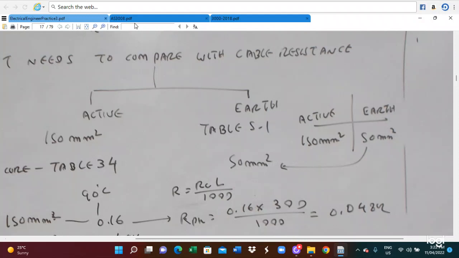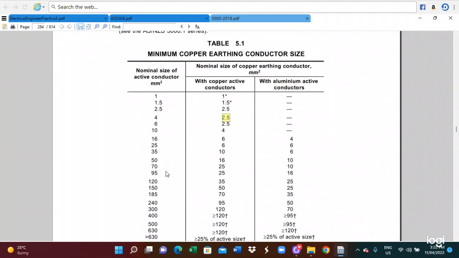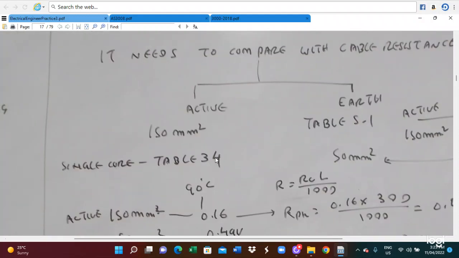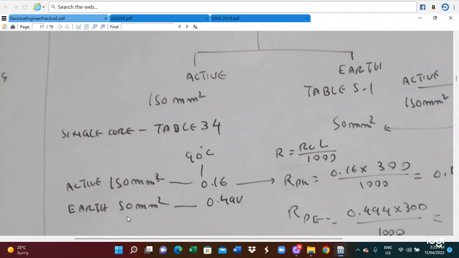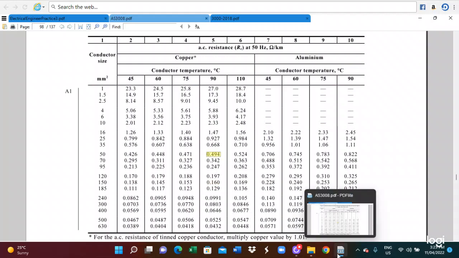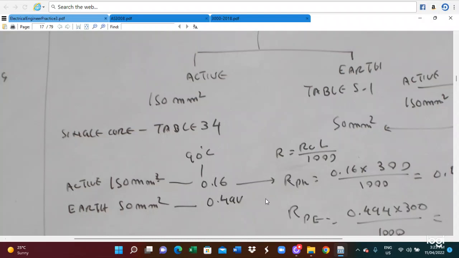So we refer to the AS3000 table 5.1. For 150 millimeter square active wire, the earth wire side is 50 millimeter square. So the earth wire side we got from here, 50 millimeter square. Then based on the 50 millimeter square, we refer to table 34 and find out the resistance. So that we find out the given resistance, given 34, 50 millimeter square, so 0.494.